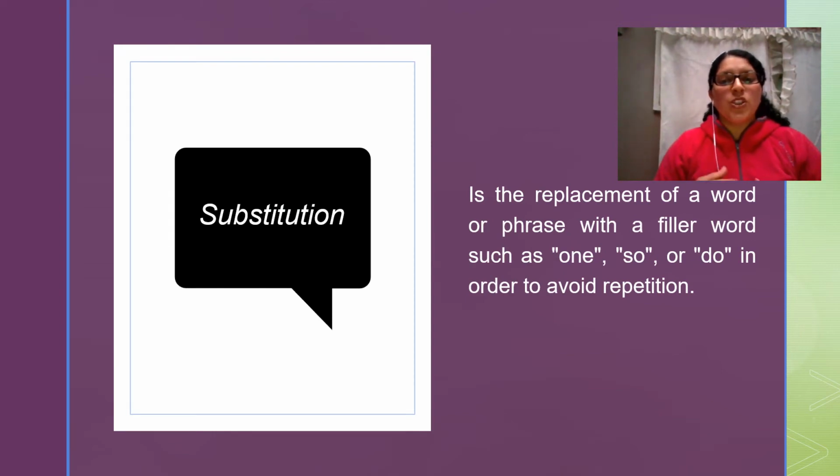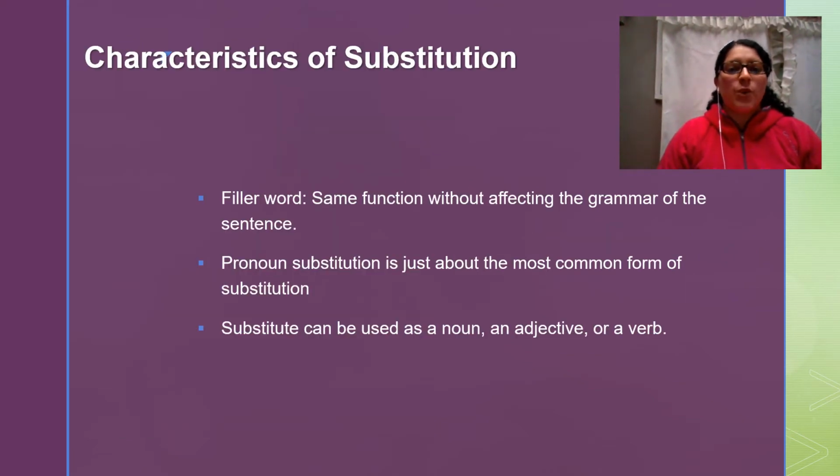Now, substitution is the replacement of a word or phrase with a filler word such as one, so, or do, in order to avoid repetition. Its characteristic is that the filler word has the same function without affecting the grammar of the sentence. Pronoun substitution is just about the most common kind of substitution, and a substitute can be used as a noun, an adjective, or a verb.